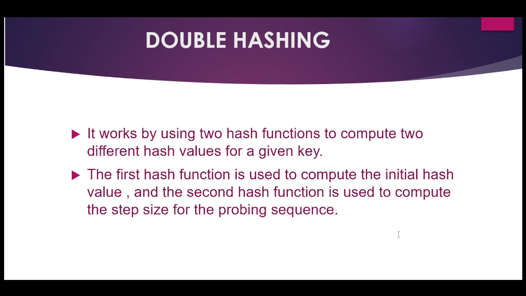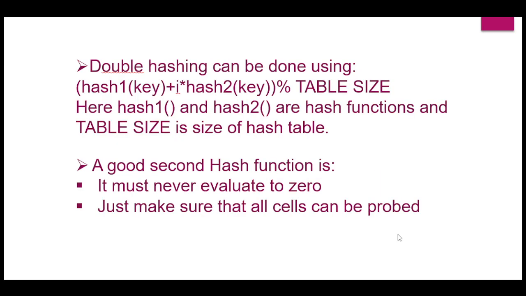Double hashing works by using two hash functions to compute two different hash values for a given key. The first hash function is used to compute the initial hash value and the second hash function is used to compute the step size for the probing sequence. Double hashing can be done using hash1 of key plus i into hash2 of key mod table size. Here hash1 and hash2 are hash functions and table size is the size of the hash table. A good second hash function must never evaluate to 0, and must make sure that all cells can be probed.